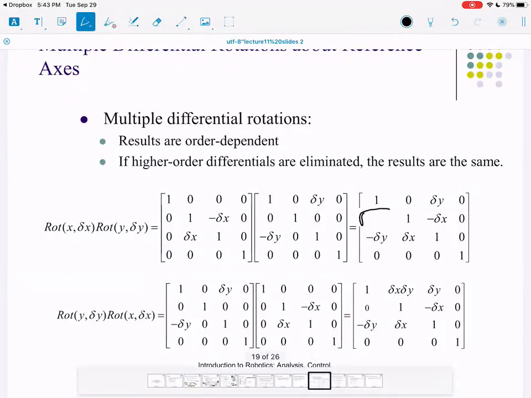However, if you ignore the product terms, and when would you ignore them? Think about your delta x being 0.1 and your delta y also being 0.1. Their product is going to be 0.001, which is very close to 0, so you actually ignore it. If you ignore the product or the higher order terms, you will realize that rotation x multiplied by rotation y, and rotation y multiplied by rotation x, give you one and the same answer. This is an important point, and I would emphasize this again in the next class. Whenever you have small rotations and you ignore the product terms, you land up with the same answer.